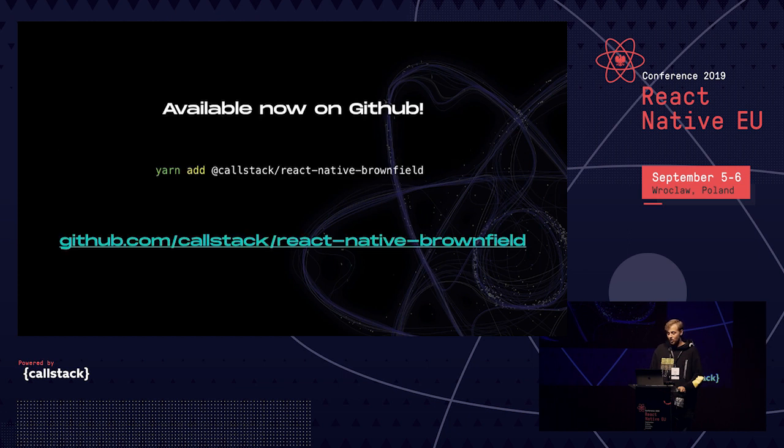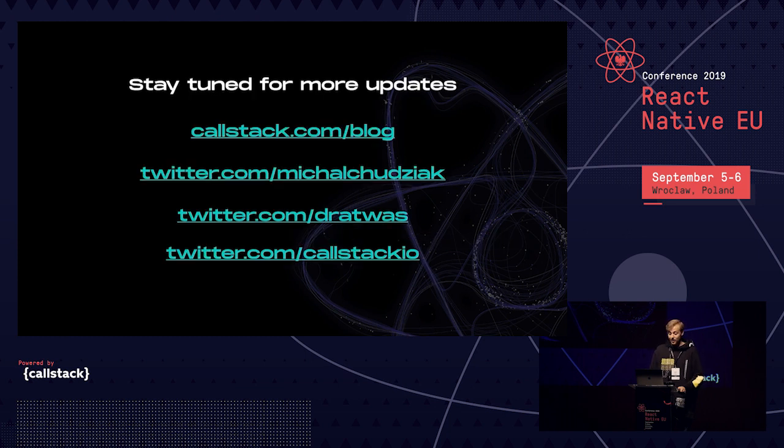It's available now on GitHub and NPM. Just go to Callstack GitHub and search for React Native Brownfield, or use the link provided above. The project is right after its first release. If you have some ideas on how to develop it, or want to help us maintain the library, feel free to submit a PR. We are inclusive, and we accept all contributors.